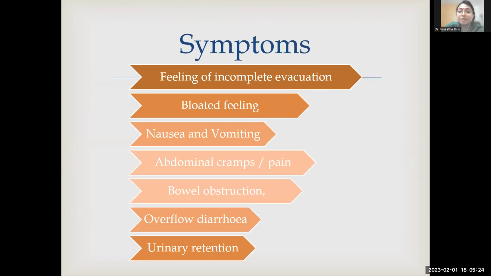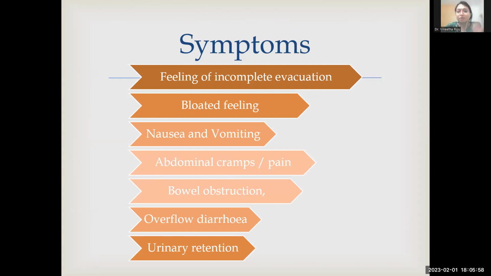So basically, the symptoms your patient could be presenting with is a feeling of incomplete evacuation. He tells you, doctor, I have passed stools, but I always feel as if there is still more to go. There is a bloated feeling, or nausea and vomiting associated with it, pain, like you were saying, bowel obstruction, overflow diarrhea. Like the other day, the case scenario that was being presented, it was about spurious diarrhea.